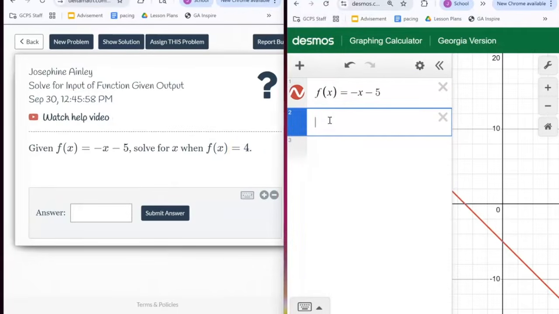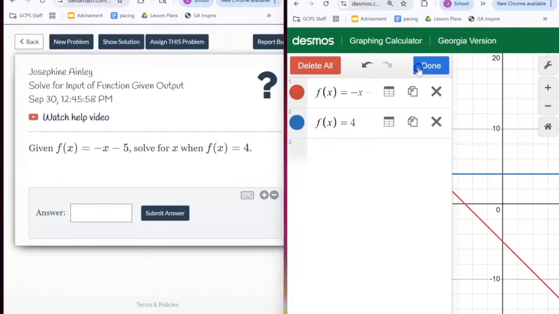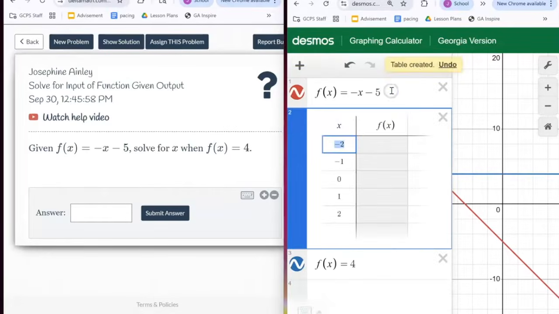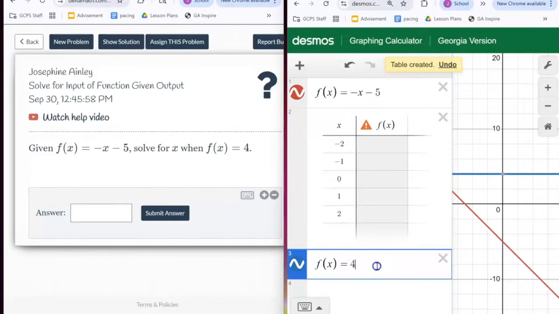Let me see if I can ask the calculator. Hey, calculator, when is f of x equal to 4? Okay, it's not telling me because it said f of x. All right, so my x is unknown, but I know my y. Let me try something else. What else can I do in the calculator that will give me numbers to where I can see my y value being 4? Table. So if I click settings, table, I'm looking for my y value to be 4.